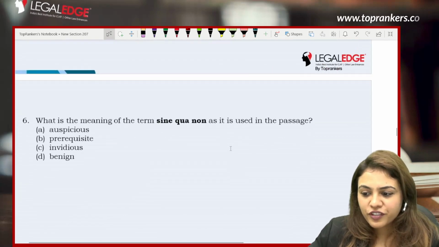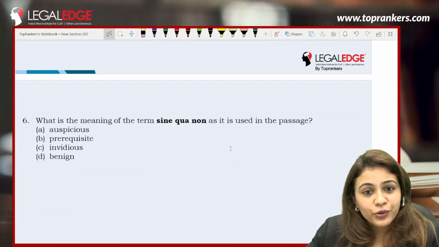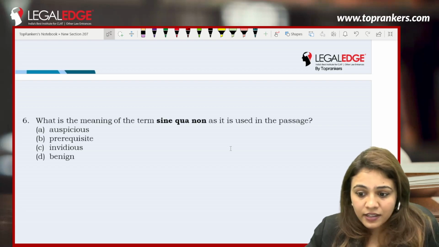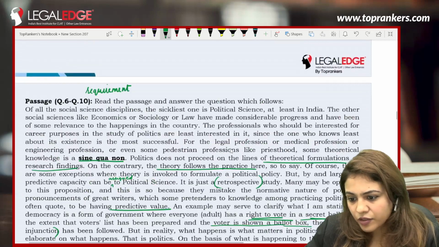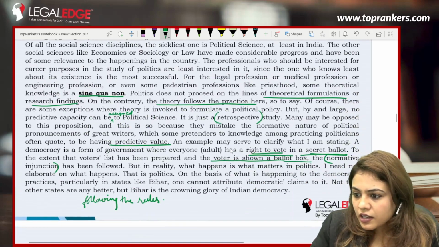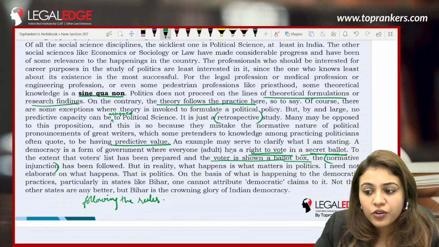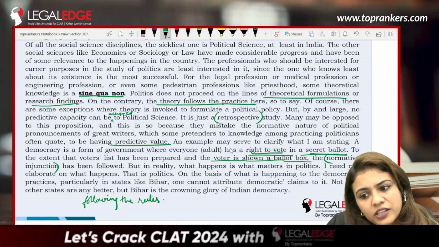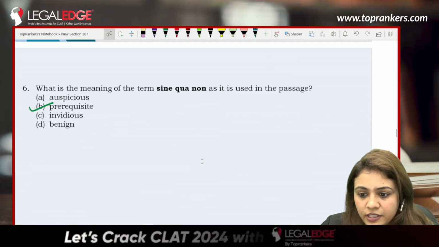Now, moving on to the first question. So, what is the meaning of the term sine qua non? I already told you it's basically a requirement, something which is definitely needed. So, the answer is prerequisite. And if you see, for the legal profession or medical profession or engineering profession or even some pedestrian professions like priesthood, some theoretical knowledge is a must, is a prerequisite. That's how we have used it here.